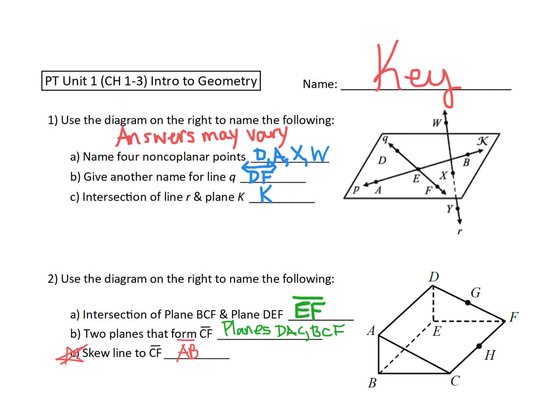Another name for line Q, well, Q is here, so I chose to name it line DF. Remember, you could use DE, EF. You can go in the opposite direction with those also. And then the intersection of line R, which is right here, with the plane, is going to be right at point K. That's where that line is shooting through that plane.